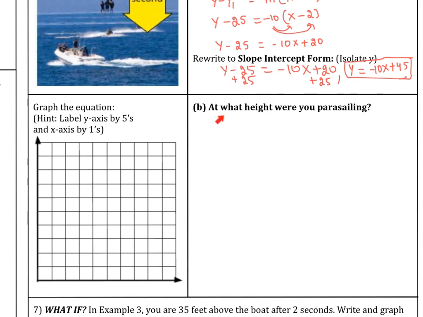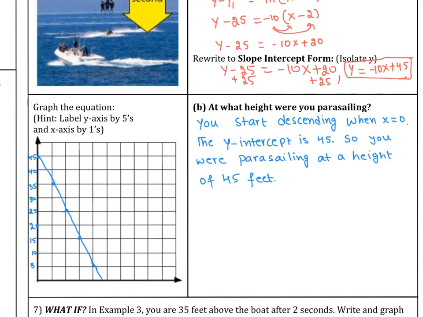Next is part B. At what height were you parasailing? You start descending when x is 0. So when x becomes 0, which means the y-intercept, the parasailing starts to descend. The y-intercept is 45, so here is 45. So you were parasailing at a height of 45. So you start from 45, and then since the slope is negative 10, you go down 10 over 1, down 10 over 1, down 10 over 1, and there you're going to get the line graph of the parasailing.